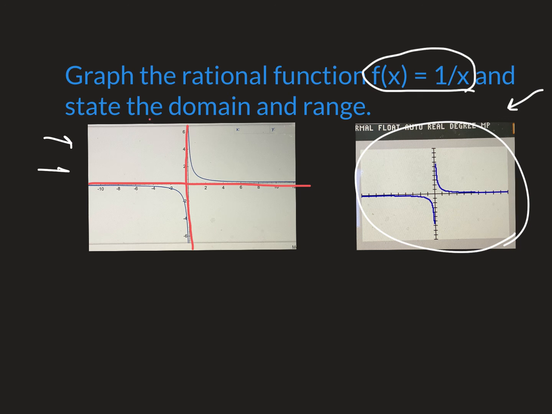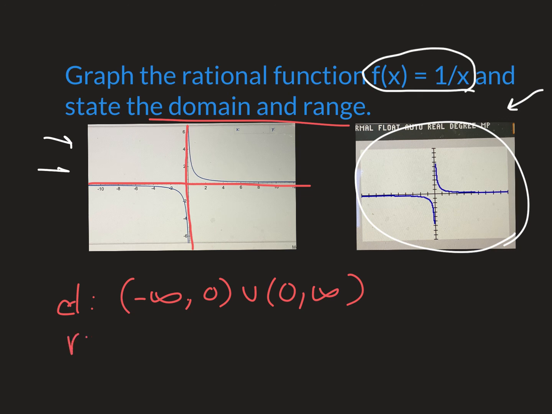All right, so this one says tell what the domain and range is. Domain, remember, is how far your graph goes left to right. It's going from negative infinity until it gets to the y-axis. Then it stops and jumps over, and then goes from 0 to positive infinity. So it's going left and right forever except the 0.